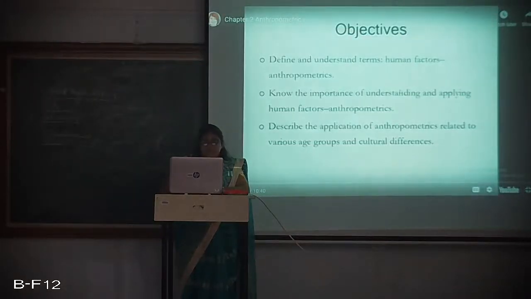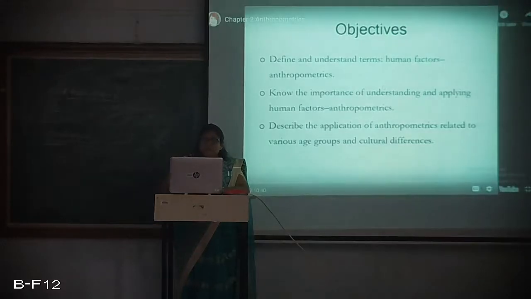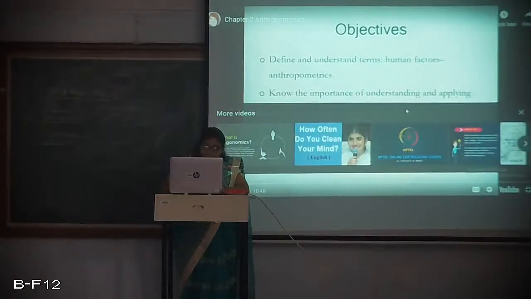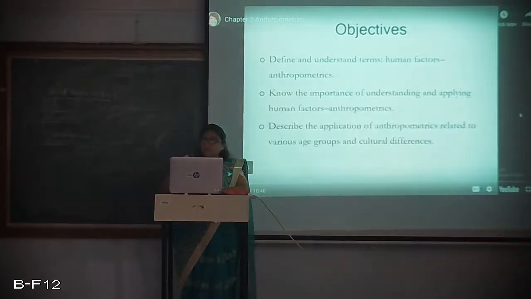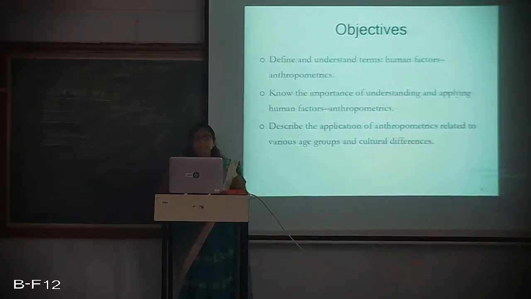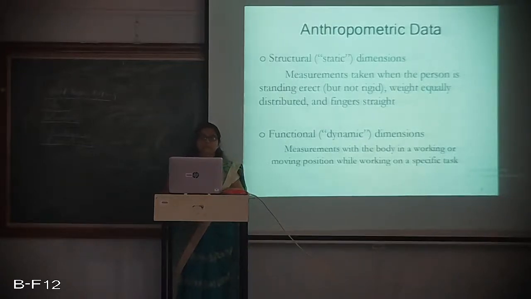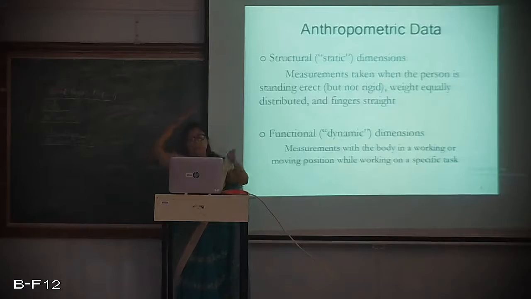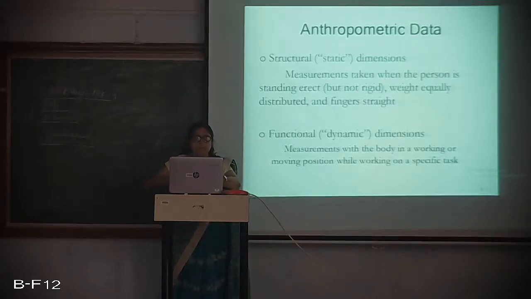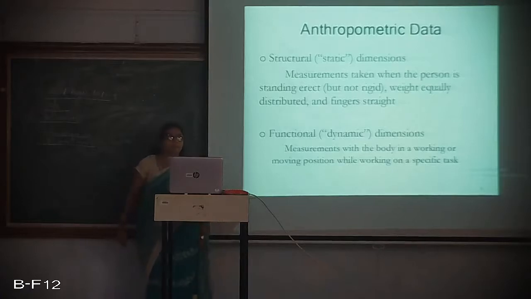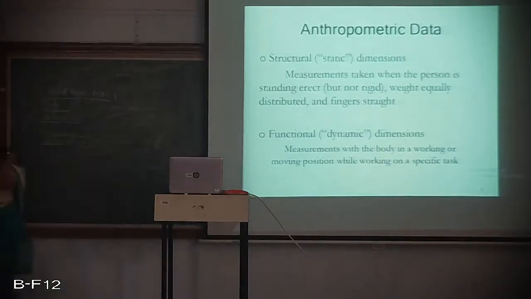And how the anthropometry study, what we have discussed, is useful for designing the workstation. Understand how age and cultural differences factor in to influence metrics and why it's important to study this. So we have two kinds of dimensions, which I explained yesterday. Static dimensions, where someone is tall with their weight equally distributed and their fingers are straight. That's our classic anthropometric data that we take. But we also take dynamic dimensions, where the body is working in a specific task.